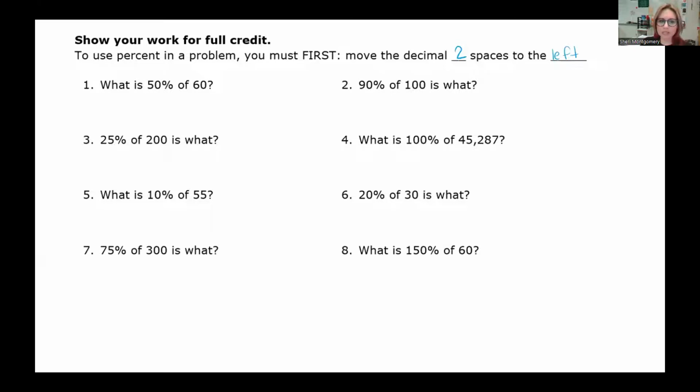And so question number 1, it says, what is 50% of 60? So we can change that to 0.5. Very good. It's also asking what is half of 30.